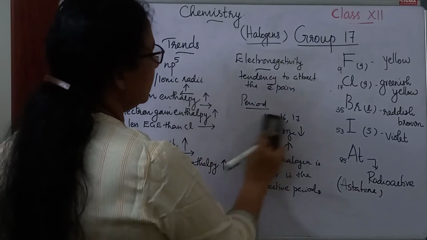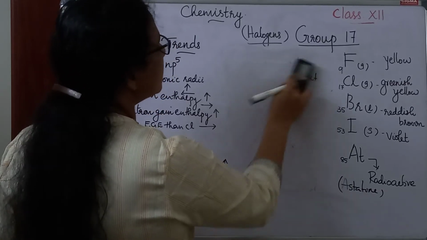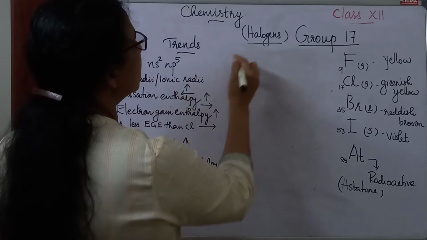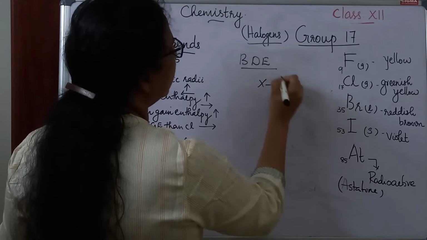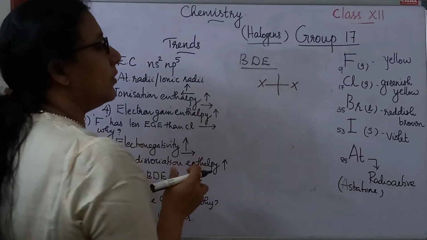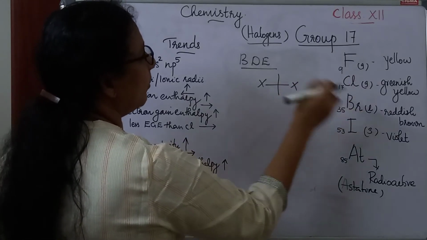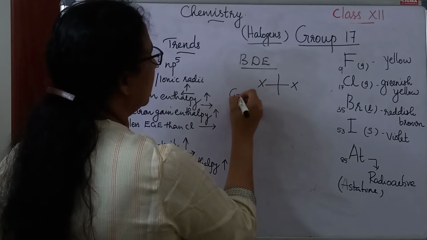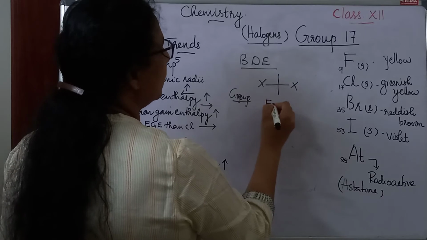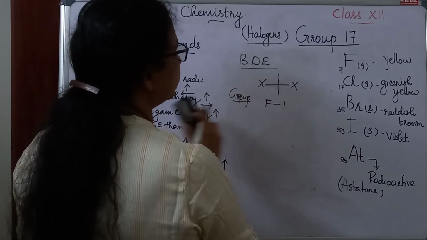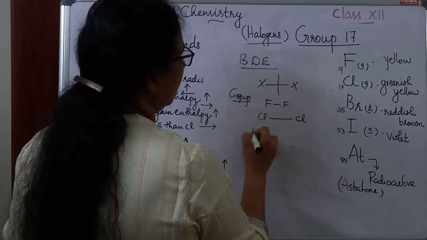Then comes the next point, that is bond dissociation enthalpy. Bond dissociation enthalpy is the amount of energy required to break the bond. So in the case of fluorine, chlorine, bromine and iodine, or if you are considering the group, what happens to the bond dissociation enthalpy in a group?